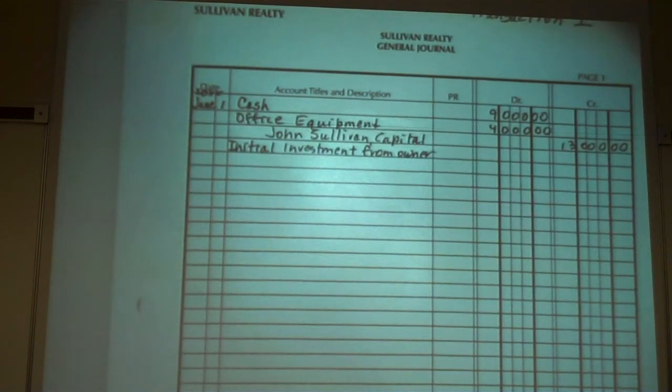Initial investment from the owner, is that okay, or did it just need to say initial investment? I think initial investment is okay. Doesn't have to be exactly like mine. You have enough pages to skip a line in between your transactions. It also gives you a place if you make a mistake when we're checking it to put something in there. So skip a line.